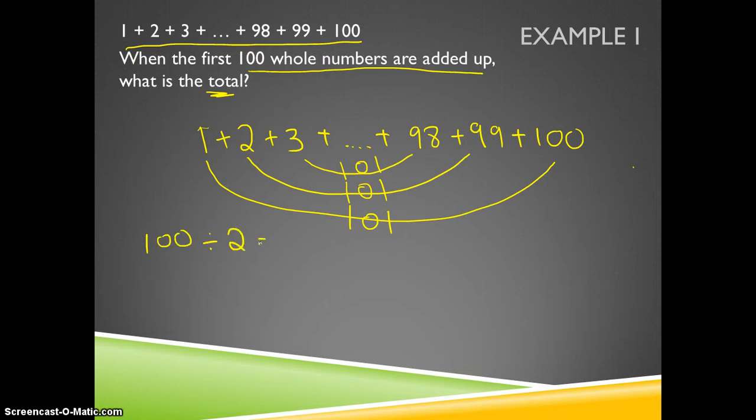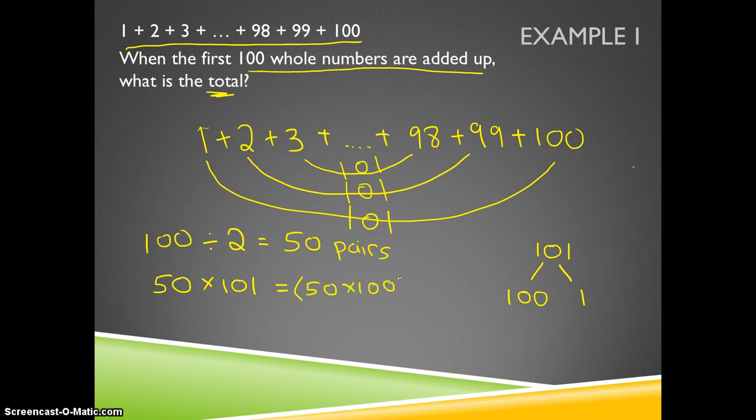So my first task is to find out how many pairs. If I have 100 numbers, I divide by 2, that tells me I have 50 pairs. So if I have 50 pairs, all I need to do is take 50 times 101, and that will give me my answer. Now, but then you see, ooh, this is going to be tough. So let's simplify it further. 101, if you know your number bonds, is actually 100 plus 1. So I can break it up.